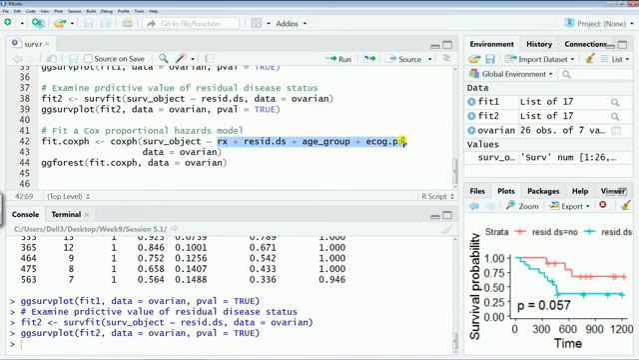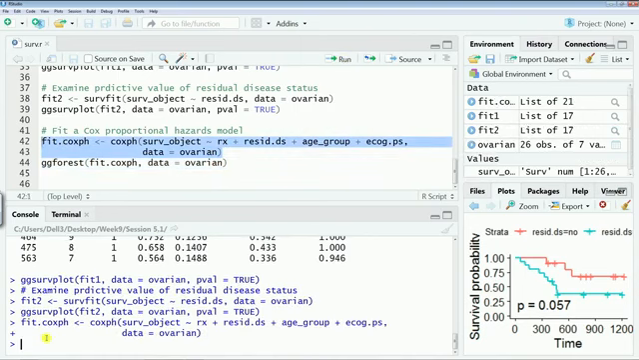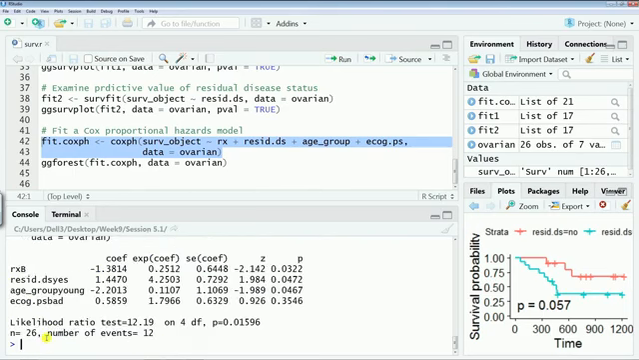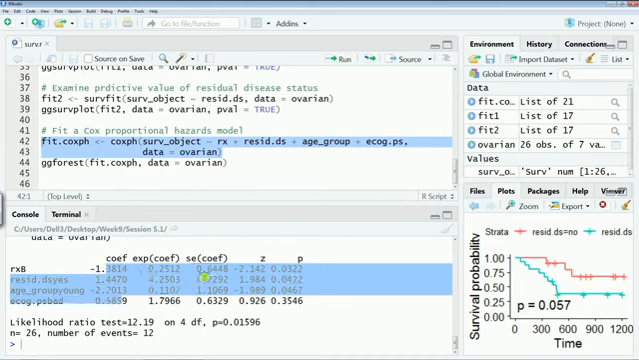So, it is the summation of beta x. The equation is given in our PPT, and from there you will understand what this means. So, I am just plotting it. If I just run this much and see what this fit dot Cox PH is giving, it gives the beta coefficients value there.